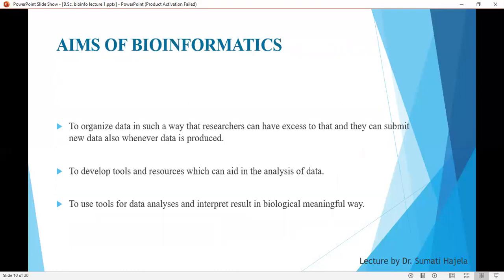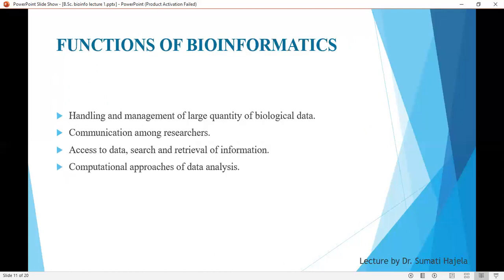So, what is the aim of bioinformatics? We study this for organization of data in such a way that researchers can have access to that, and they can submit new data also whenever data is produced. Another aim is to develop tools and resources which can aid in analysis of data, and tools for use of data analysis and interpreting the results in a biologically meaningful way is the final aim of bioinformatics.